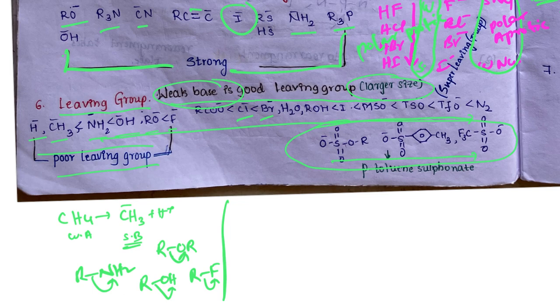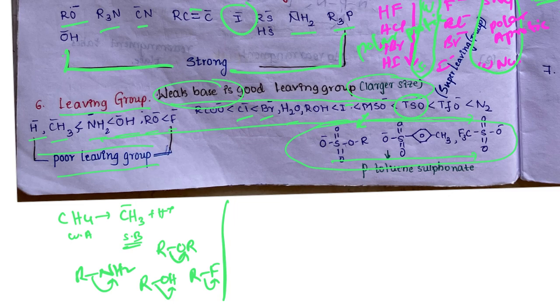Chlorine, bromine, water, iodine I minus, like this. And sometimes TSO, TFO, N2. These are the maximum cases we are using. So what is the meaning of MSO here? In case methyl is there, it is methyl sulfoxide.